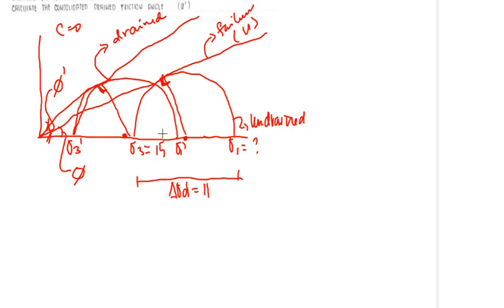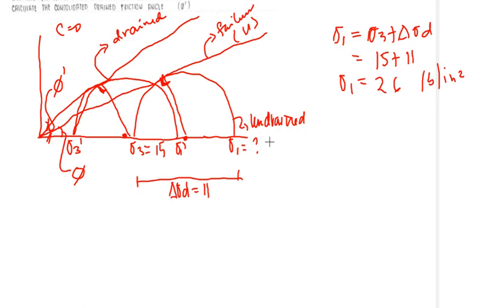So, looking at this figure, we can solve for the value of sigma 1. Right? Because we have sigma 3, which is 15, and we have the deviator stress, which is 11. So we can solve for sigma 1, the maximum pressure in our undrained soil, which is equal to sigma 3 plus our deviator stress. That is 15 plus 11, so our sigma 1 is equal to 26, 26 pounds per square inch. So this now becomes equal to 26.